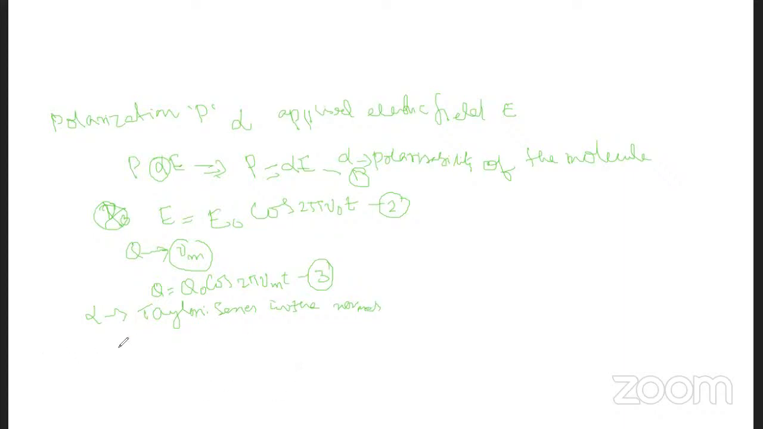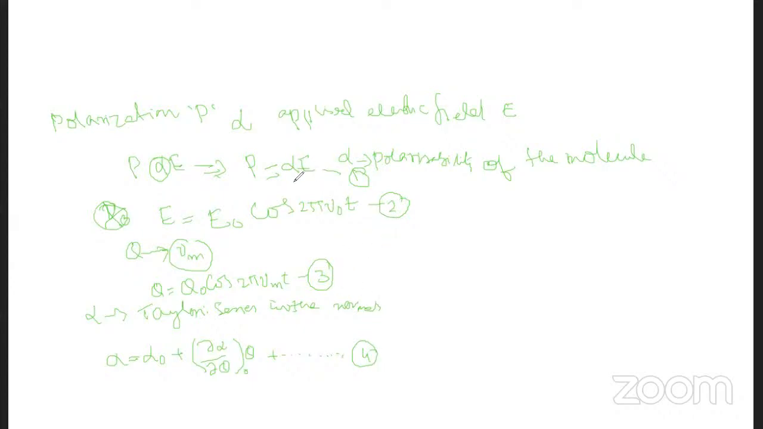We can write alpha is equal to alpha naught plus dou alpha by dou Q naught into Q plus so on. So this is the Taylor series in the normal coordinates: alpha is equal to alpha naught plus dou alpha by dou Q naught Q plus and so on. Now we will substitute equation 2, equation 3, equation 4 in equation 1.